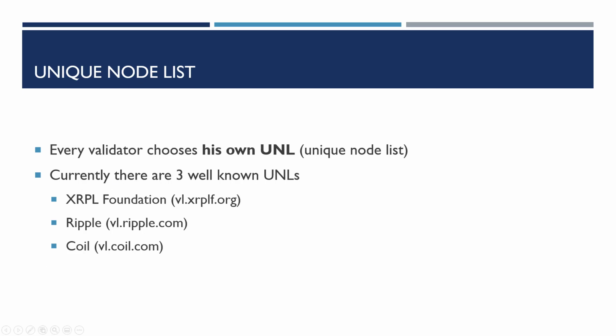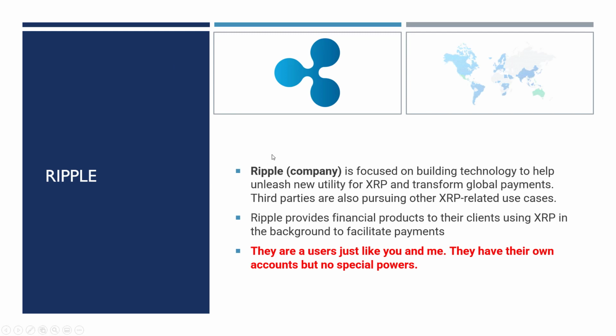Alright, so let's go on. Now is the other part, we've got Ripple. Ripple is a company, it is not a cryptocurrency. Ripple, the company, is centralized, because I don't know if there's a thing like a decentralized company. But alright. It is focused on building technology to help unleash new utility for XRP and transform global payments.